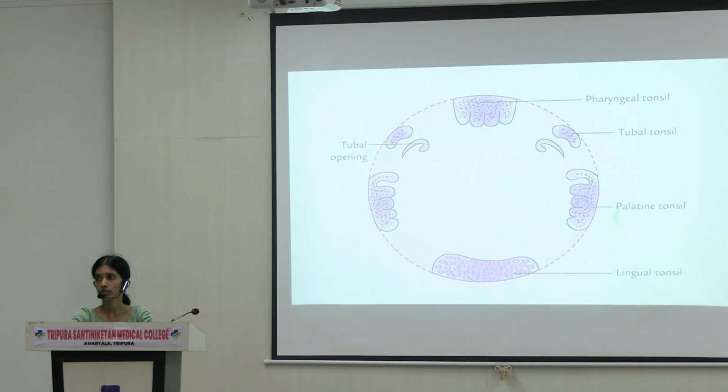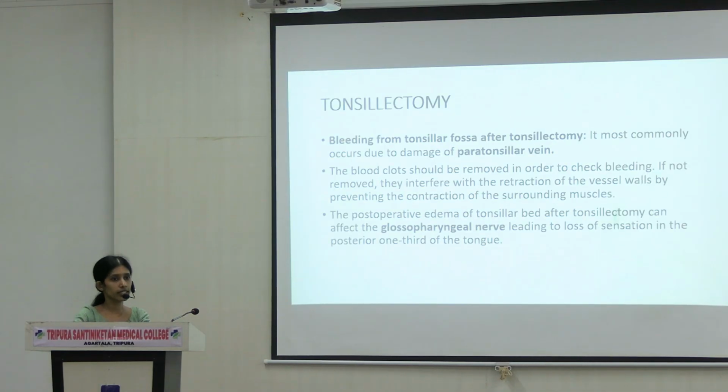Any doubts? Okay. One clinical condition is tonsillectomy. So what do you mean by tonsillectomy? It is the surgical removal of your tonsil. So when removing the tonsil, what are all the arteries and veins to be preserved? Any idea? Which artery is to be preserved?